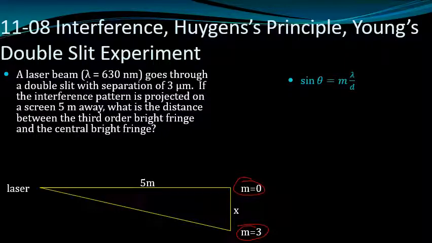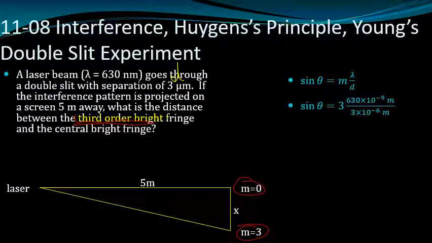All right, so we can use this little formula we just developed. m would be 3 because it's the third order bright spot. It's third order right there. So m is 3. We have our wavelength, 630 nanometers. That's times 10 to the negative 9. And our separation, our d, so this is here, that's the d, is 3 times 10 to the negative 6. I need the same units, so I'm just going to make them all meters.